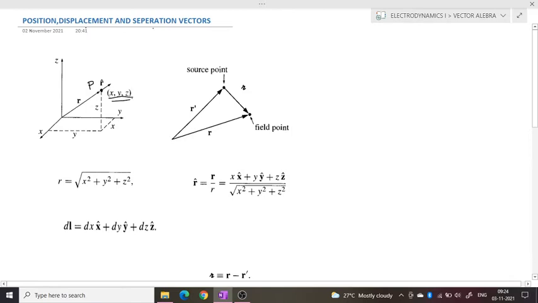This is the origin O. From this we draw a vector r. This is the vector r. This is the position vector r. So what is vector r? Vector r is the position vector, which is nothing but x along the x direction plus y along the y direction plus z along the z direction. These are the three components of vector r. This vector is called the position vector.